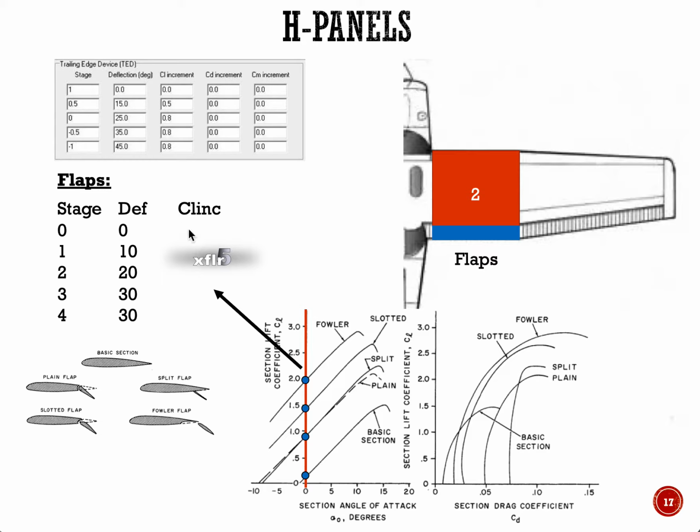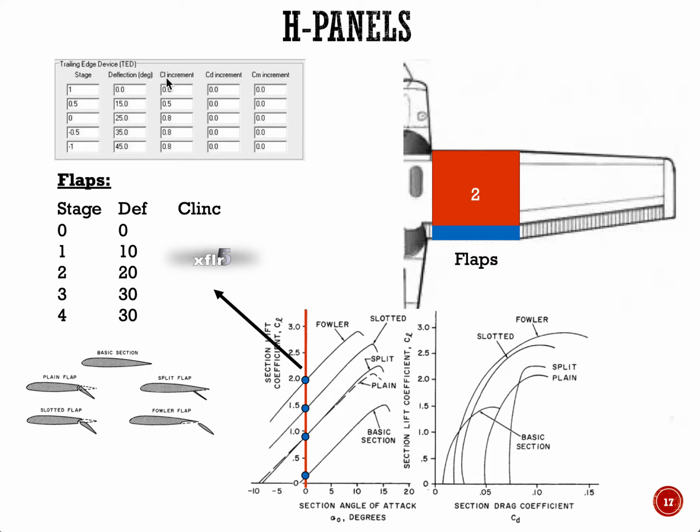Then you have the deflection angle corresponding to those stage settings. At 0 stage, the deflection is 0, right? At stage 1, you're deflecting 10 degrees, stage 2, 20 degrees, stage 3, 30 degrees, right? But in a Cessna airplane, 30 degrees is like the max. But you have 5 rows in here, so do not leave this blank. You can just copy and paste the values you have for 3 into 4, if you don't have a 40-degree flap angle or a fourth stage. Just don't leave it blank.